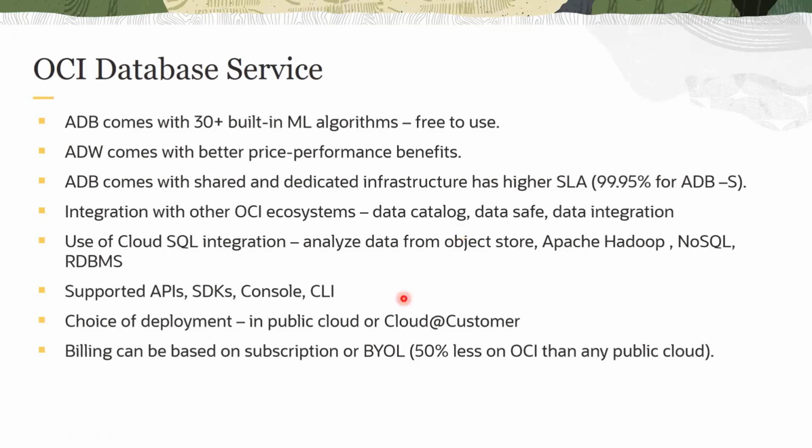Now, coming to the deployment options, customers have the choice to either deploy their database in Oracle Cloud Infrastructure on the public internet, or they can host the same Oracle Cloud Infrastructure behind their own firewall, which is known as Oracle Cloud at Customer. And there is a flexible billing model. It can either be based on a Universal Credits subscription model or bring your own license, as applicable.